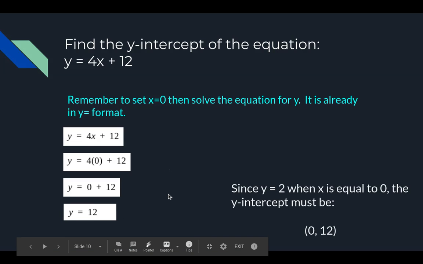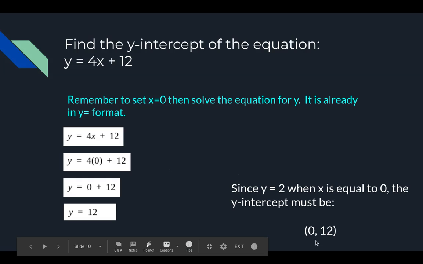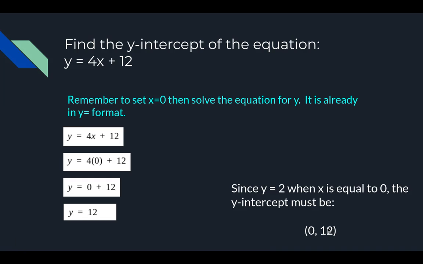Now, that tells us, since it's at 12 and x is at 0, that the point must have been 0, 12. 0 standing in for the x value, 12 standing in for the y value. So the ordered pair of 0, 12 is the y-intercept.